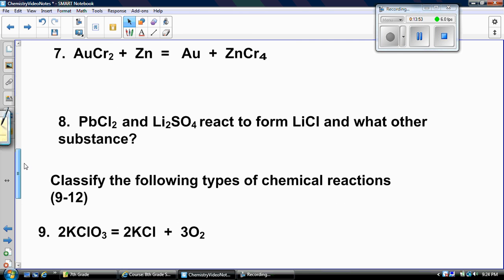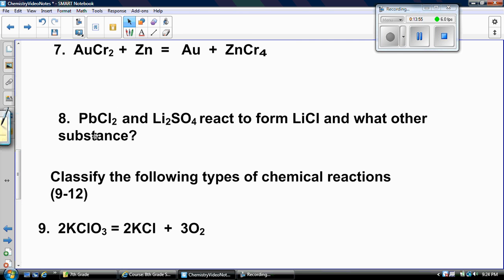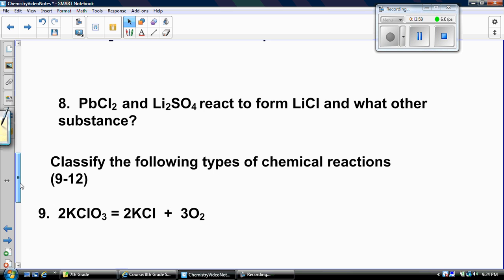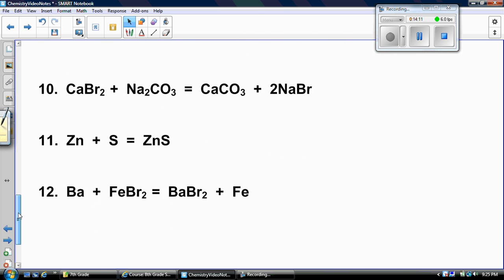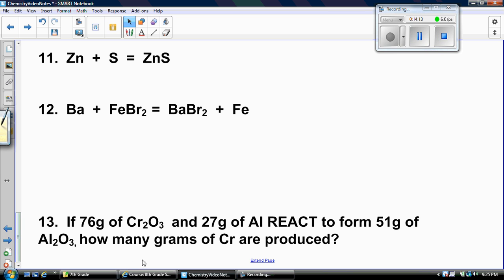Okay, then you've got question 8, read it, and you're going to have to balance it. You're going to have to set up the equation and balance it. 9 through 12, you're going to classify the types of chemical reactions. You're going to put synthesis, decomposition, single, double replacement on these. And then 13, you're going to read this, apply the theory of conservation of matter, and solve it.